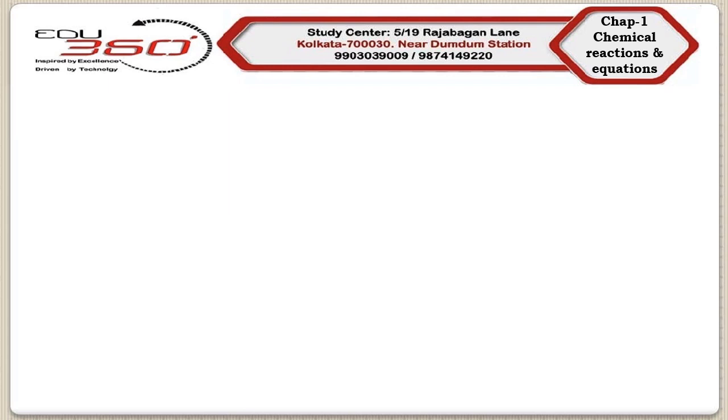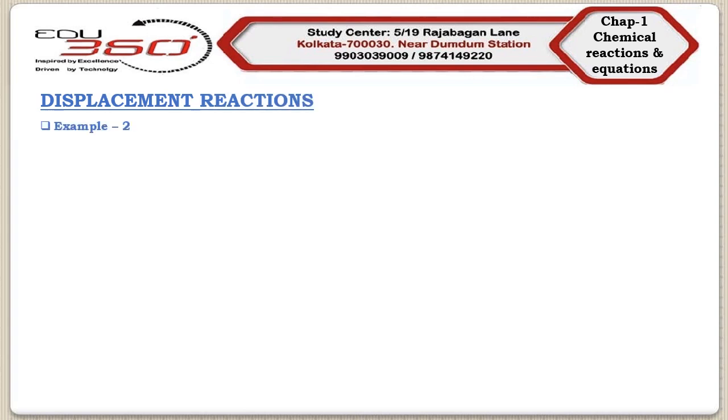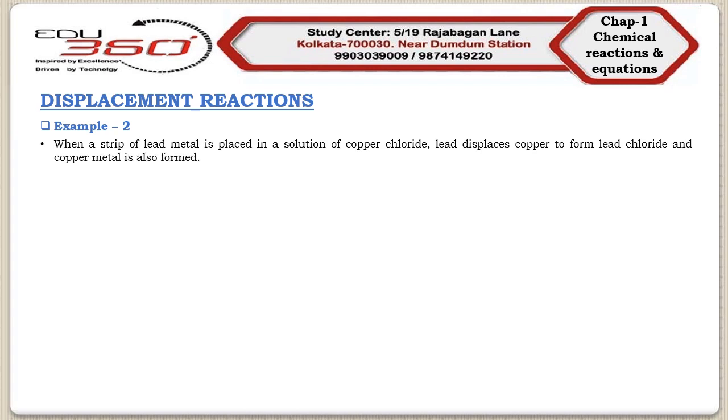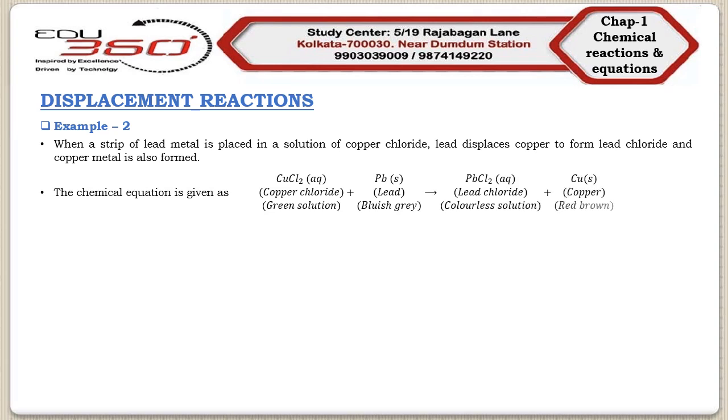Now we will consider the second example of displacement reactions. This example will show us the reaction between lead metal and the copper chloride solution. If we place a strip of lead metal in a solution of copper chloride, then we will find that lead will displace copper. As a result, lead chloride will be formed along with the formation of copper metal. The chemical equation of this reaction is given as CuCl2 + Pb → PbCl2 + Cu.